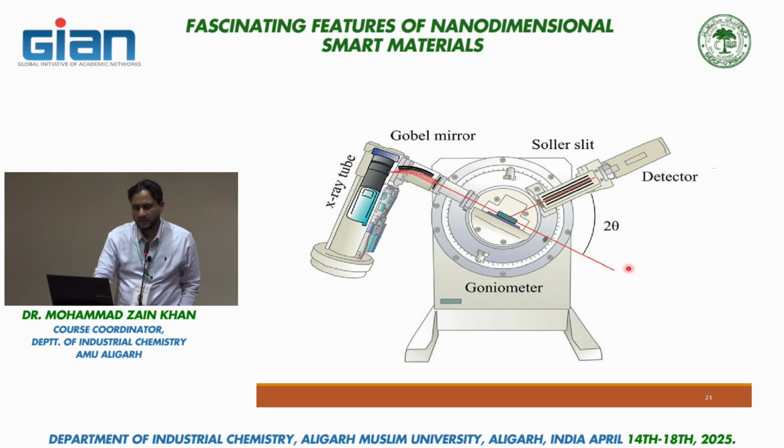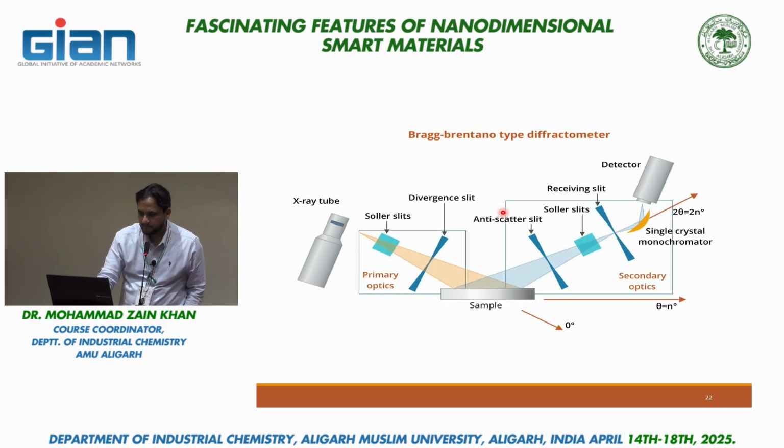Some are going straight, transmitted, but some of them are being diffracted. These diffracted X-rays are captured by the detector and the angle as well as the intensity is calculated. And you can see that the sample is a little bit tilted because of this goniometer. We are rotating, we are exposing all the dimensions, all the faces. So X-ray tube, the sample, this is scattering, and again we have a detector.